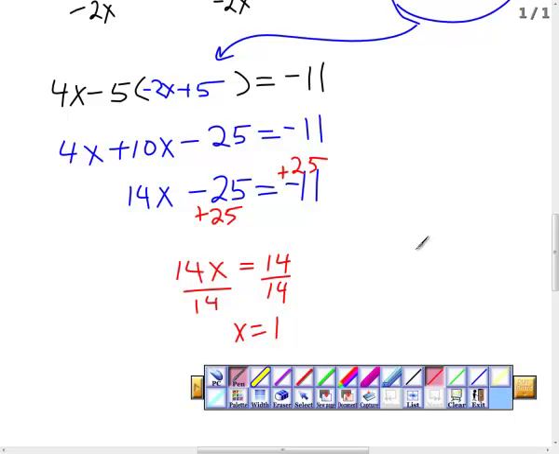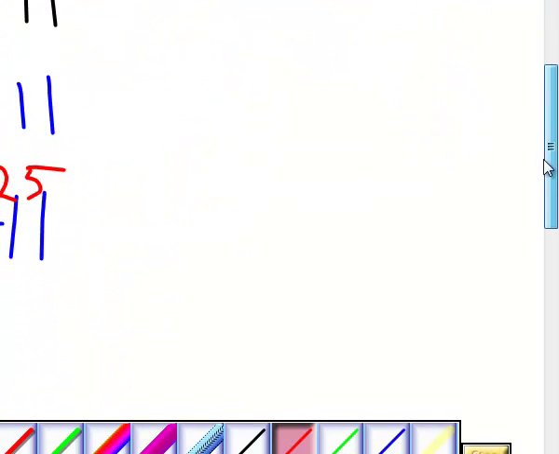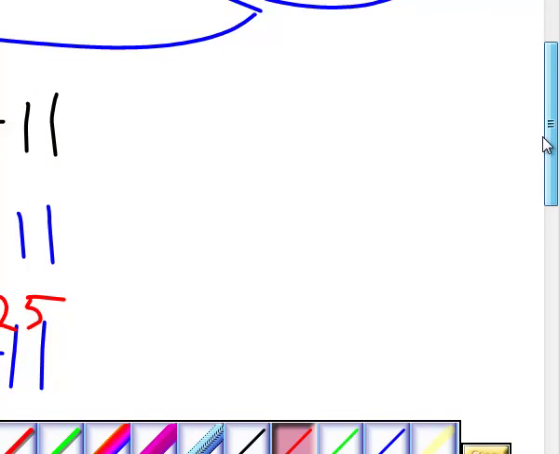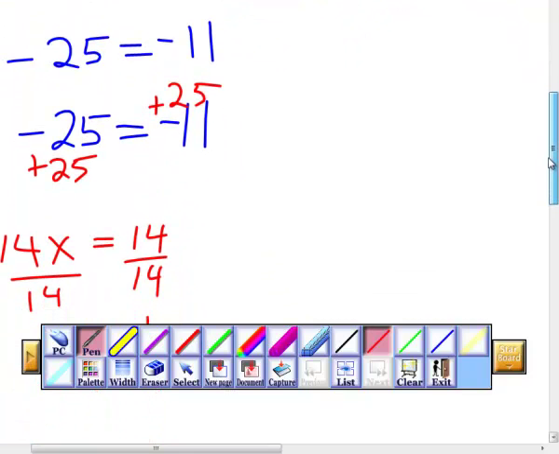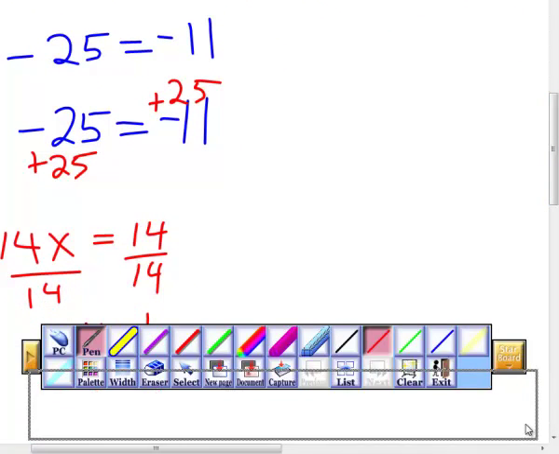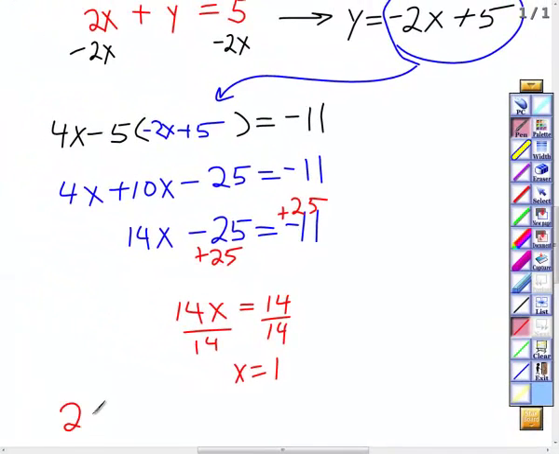Okay, so now what? Solve for y. Right, solve for y, and how do we do that? Plug in x back into one of the two equations. Doesn't matter which one, it's either one. Okay, so I'm going to go ahead and plug it back into the second equation. All right, so that's going to be 2. We're using 2x plus 1y equals 5.